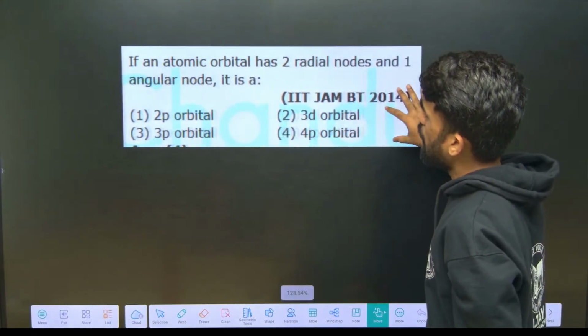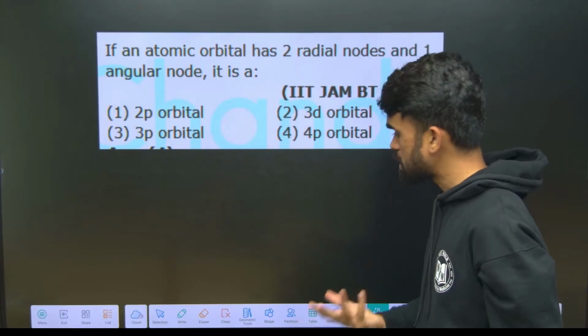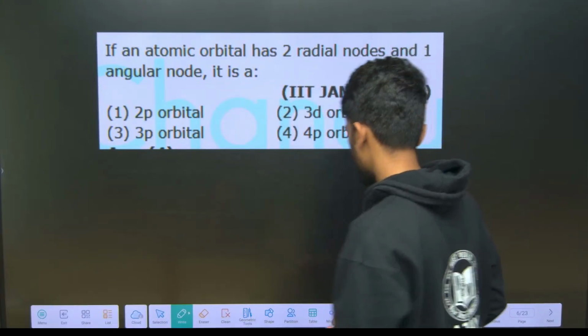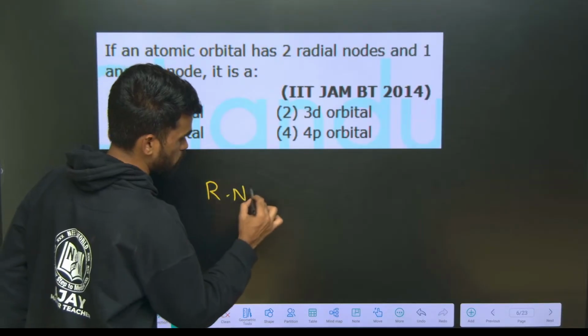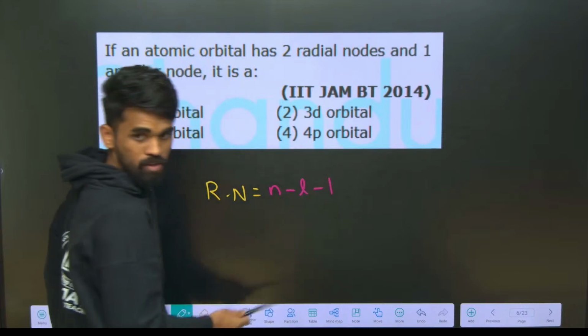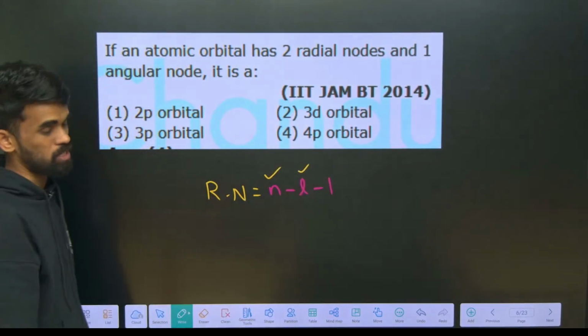Here, an atomic orbital has 2 radial nodes and 1 angular node. So what actually are these nodes? How to find this? Radial node, you just use this formula: n minus L minus 1, where n is the principal quantum number and L is the azimuthal quantum number.